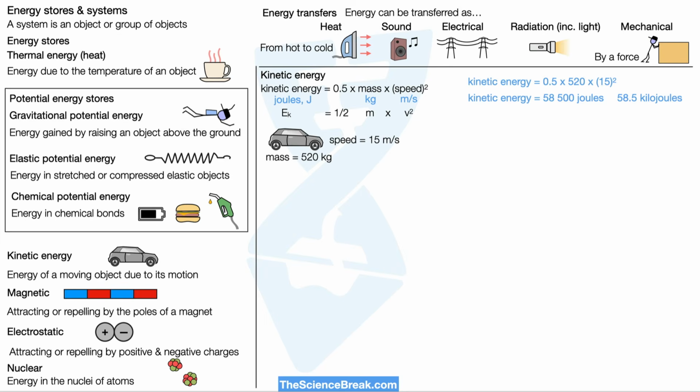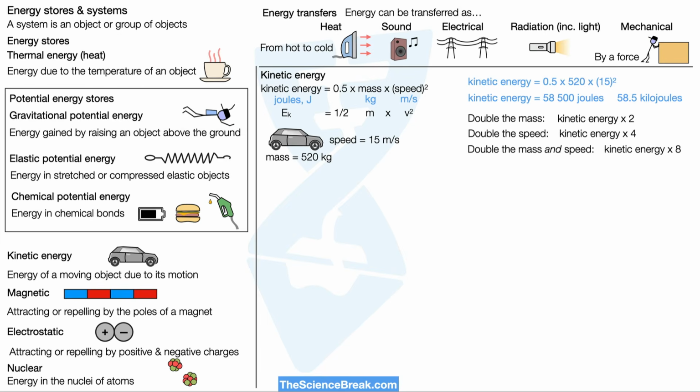Something useful to know that has been assessed on past papers: if you double the mass when we're looking at kinetic energy, the kinetic energy will be times 2 or doubled as well. If we double the speed, however, the kinetic energy will be times 4. And if we double the mass and the speed, we will have kinetic energy times 8. As I said, this has been assessed before, so it might be worth knowing for your exam.